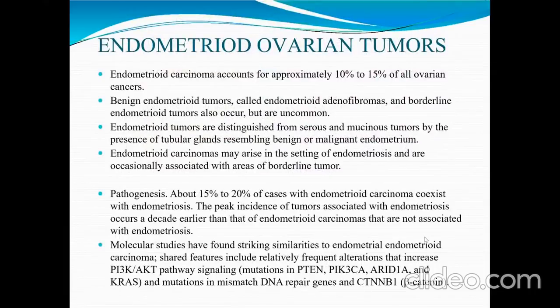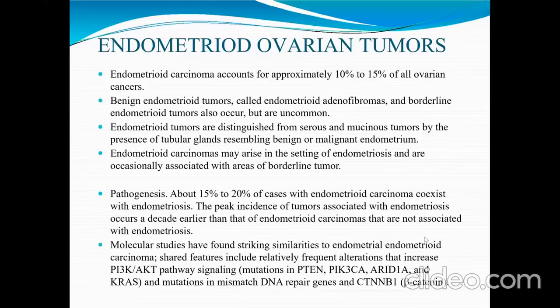Endometrioid ovarian tumors. Endometrioid carcinoma accounts for approximately 10 to 15% of all ovarian cancers. Benign endometrioid tumors called endometrioid adenofibromas and borderline endometrioid tumors also occur but are uncommon. Endometrioid tumors are distinguished from serous and mucinous tumors by the presence of tubular glands resembling benign or malignant endometrium. Endometrioid carcinomas may arise in the setting of endometriosis and are occasionally associated with areas of borderline tumor.